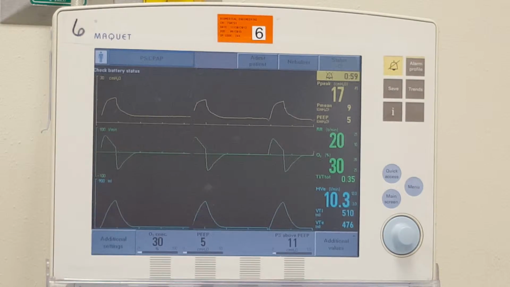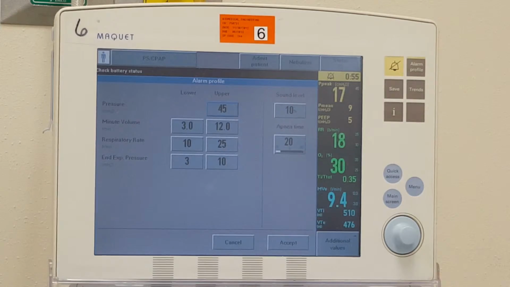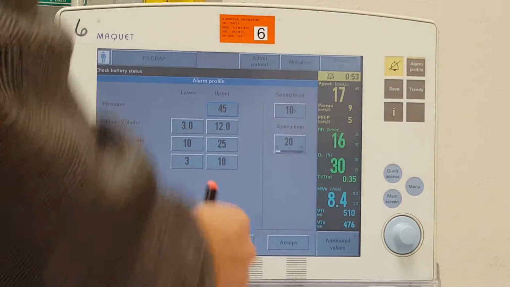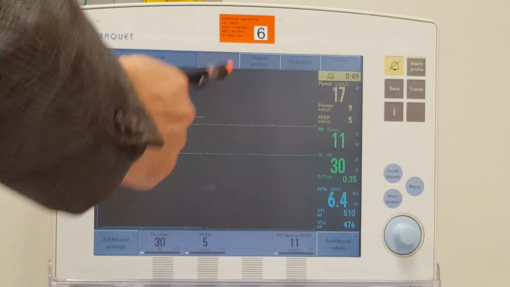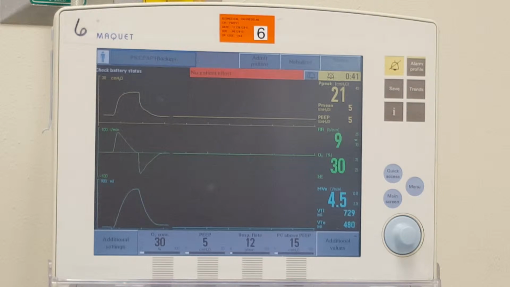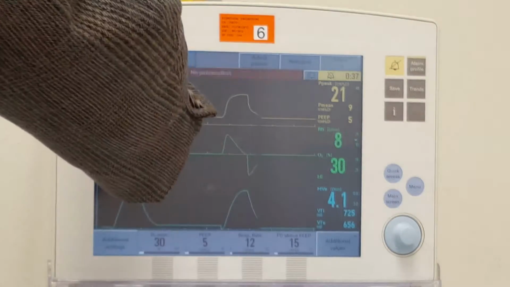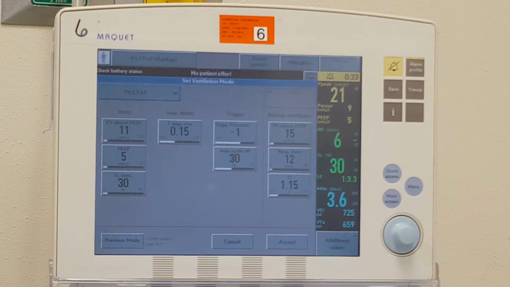Well, remember, based on our alarm profile, we have our apnea time set at 20 seconds. So once 20 seconds is reached of no spontaneous effort, which you're going to see no patient effort show up there in a few seconds. And then, see, low respiratory rate, no patient effort, and here we are in backup mode. And remember that backup mode is based on these settings that we made over there to the side.